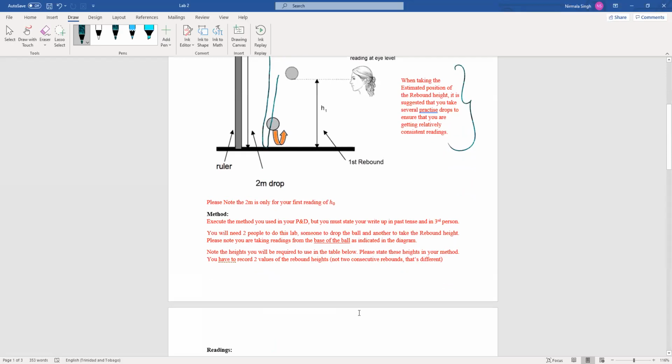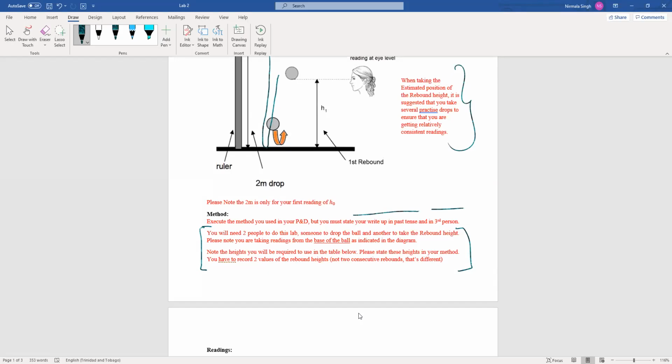Method. You will execute the method you use in your plan and design. You're going to write your method in past tense because we are doing the lab now, and in third person. Remember, third person states that you have to write the and it. Only the and it. No he, she, we, me, my, I, none of that. This is how to execute the method. Please note you have to write your method here in point form and in standard English, as well as you possibly can. Remember to state everything clearly and concisely.